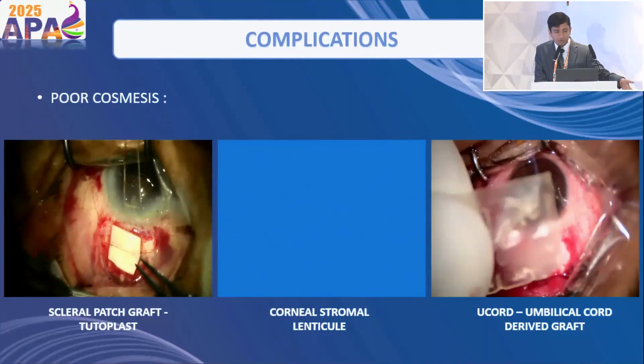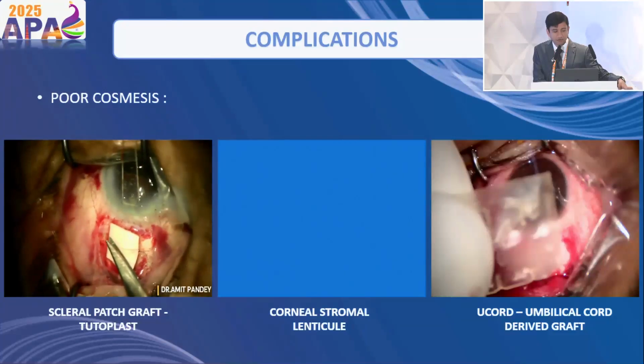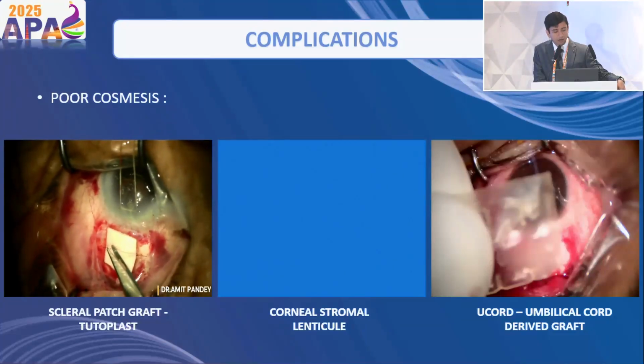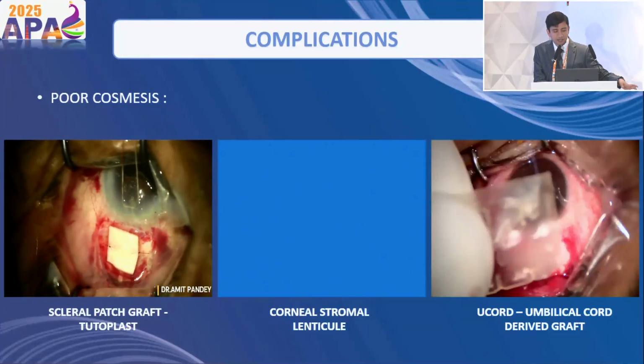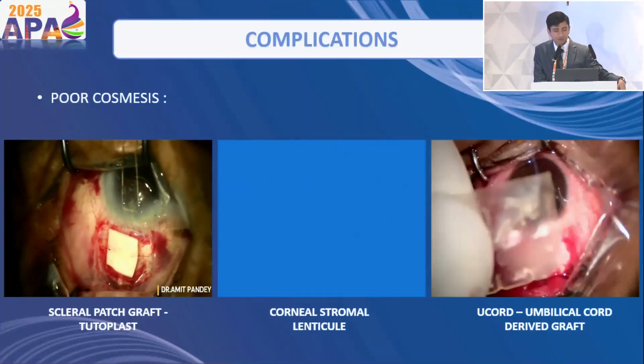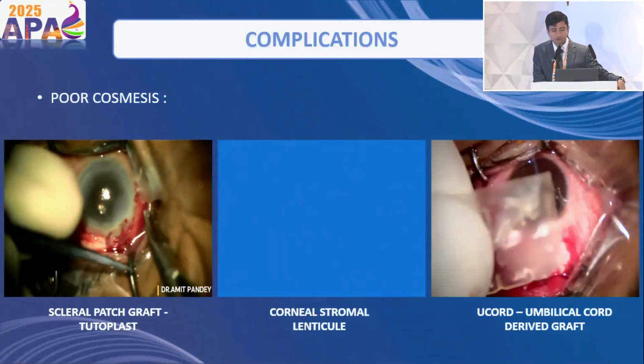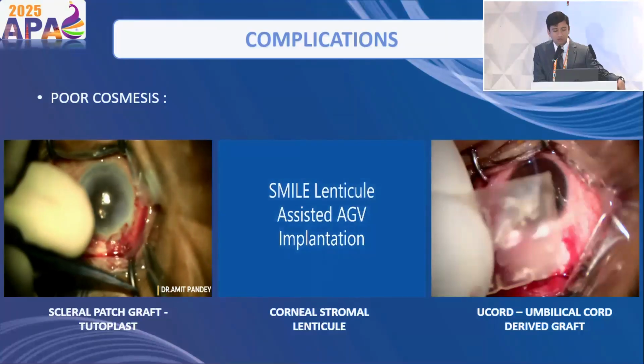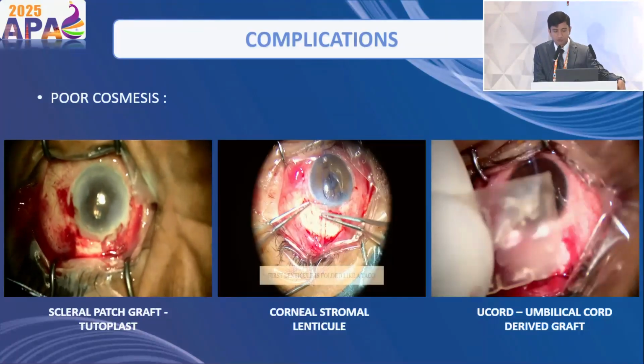Post-operatively, you can have poor cosmesis. That is usually because of the graft that we use. You have a white patch over the cornea. This is Tutoplast, which is a scleral patch graft. With any scleral graft, you might see that poor cosmesis. You can use corneal graft, like Sir told.